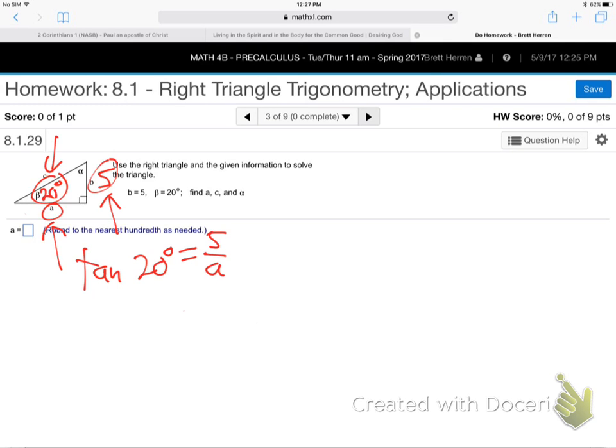Good so far? Don't get that tangent 20 number yet. We'll get it in a minute. It's easier just to leave it for now instead of having some big old decimal. Can you solve that for a little a, though? I've noticed over the years a lot of trouble solving that for little a. So let me give you a minute and make sure you can do that.